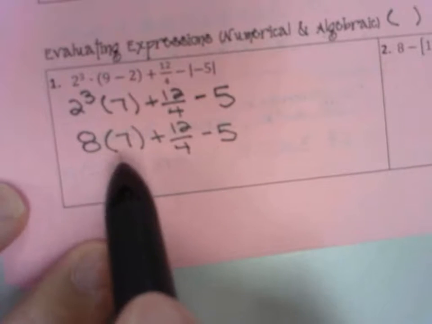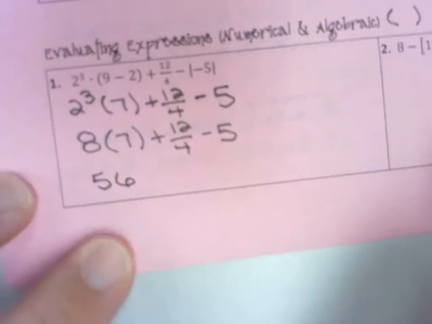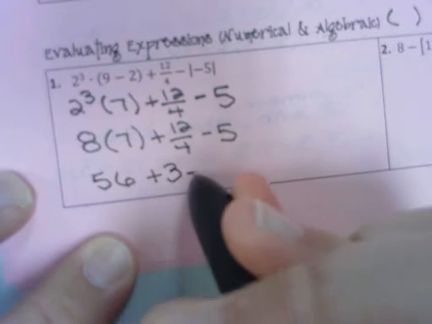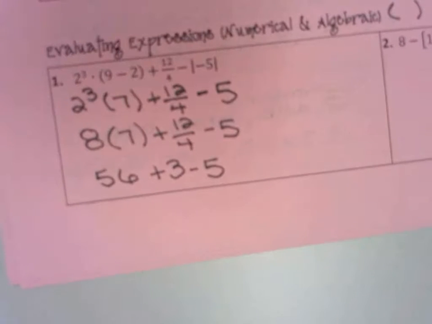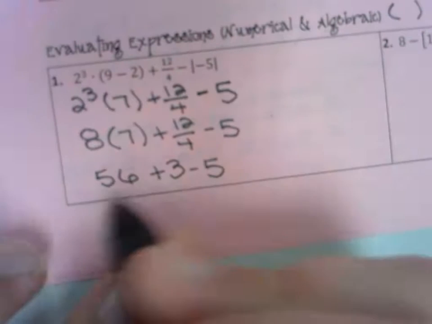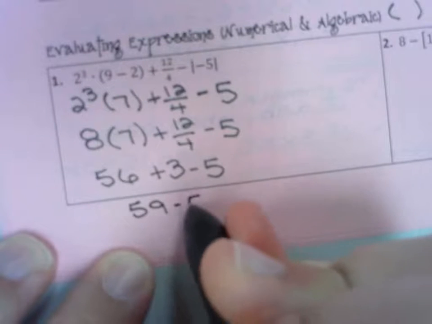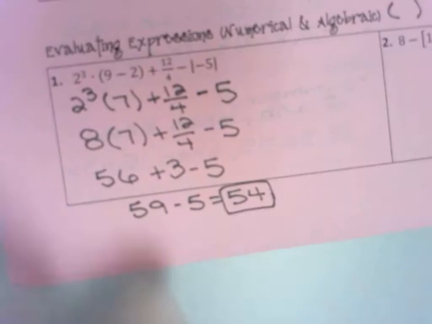I multiply 8 times 7. Use a calculator if you're not good with multiplication. 56. 12 divided by 4 is 3. And then minus 5. Now we have adding and subtracting, so you go from left to right. 56 plus 3 is 59. Minus 5 is 54. Okay. Questions on that?